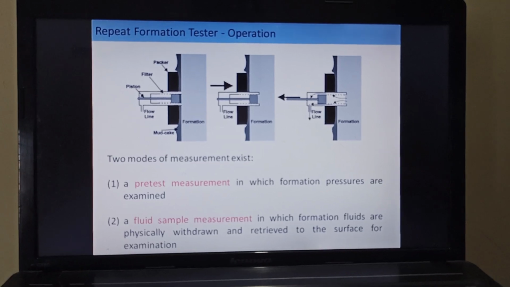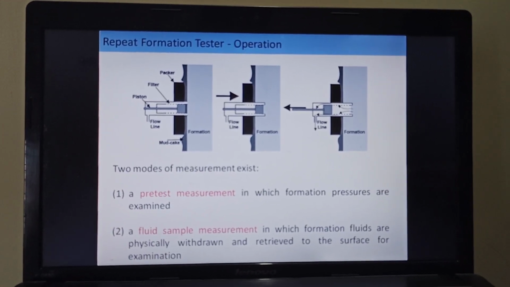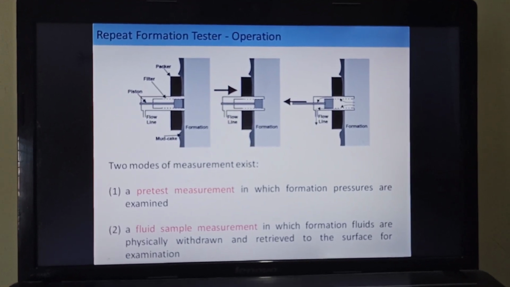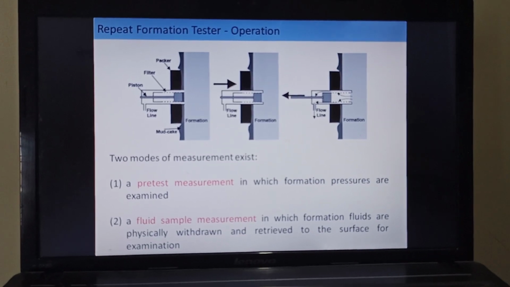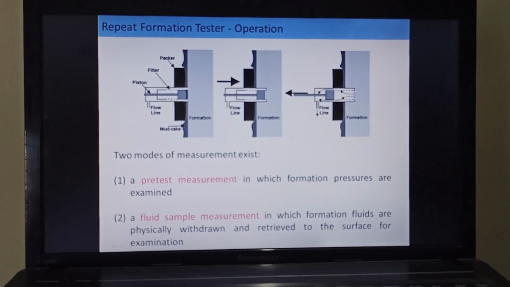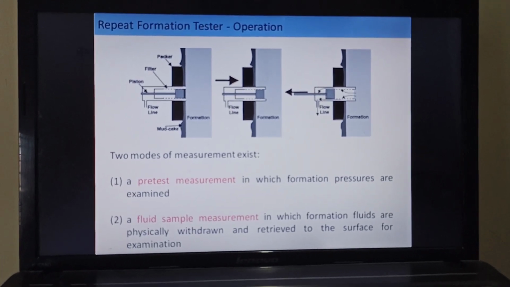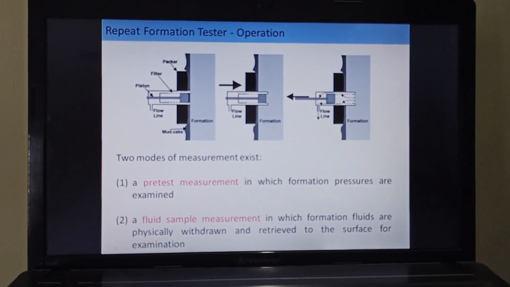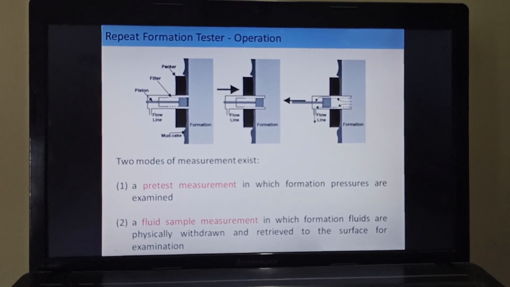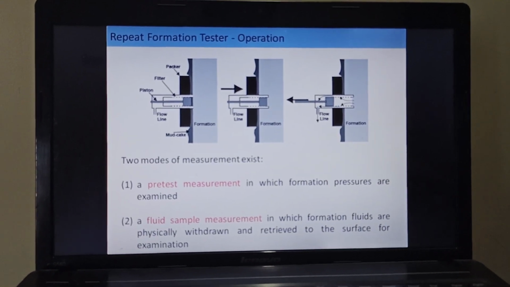Now coming to the operation of the repeat formation tester, two modes of the measurement exist. A pretest measurement and second is the fluid sample measurement. In the pretest measurement, formation pressures are examined, and in the fluid sample measurement, formation fluids are physically withdrawn and retrieved to the surface for examination.